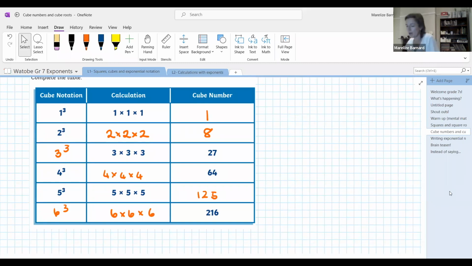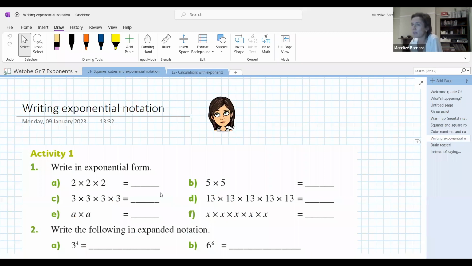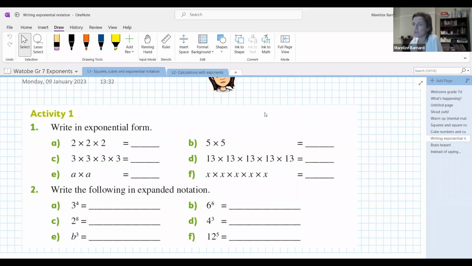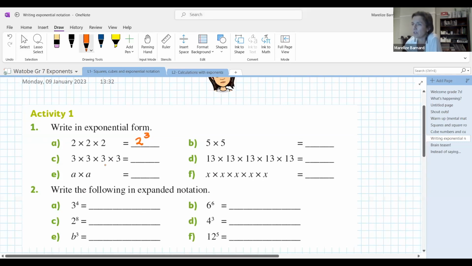Okay, so now we've done squared numbers, we've had a look at cube numbers. Well done, everybody. And now we are going to have a look at how we write exponential form. So if we look at the first question here, we've got 2 times 2 times 2. So this one's old news. We already know that this is going to be 2 cubed, because 2 is being multiplied by itself 3 times.